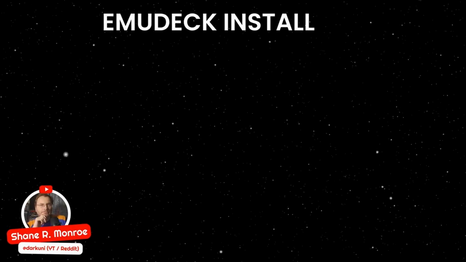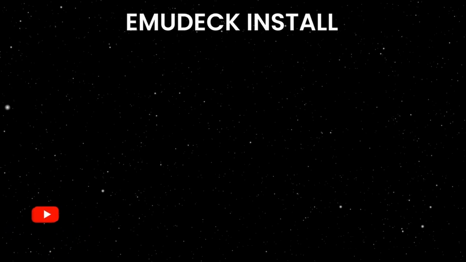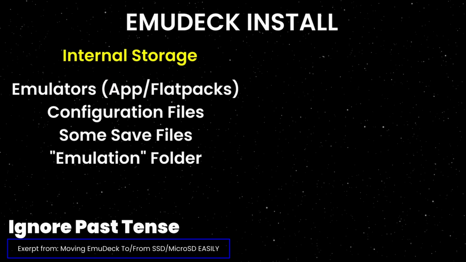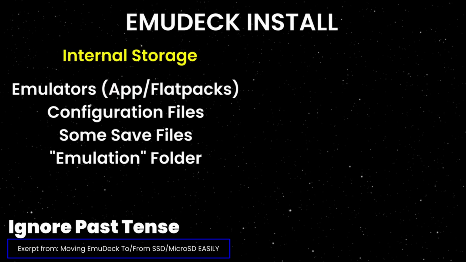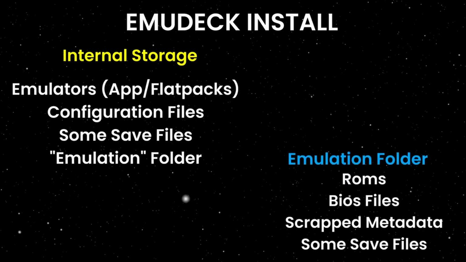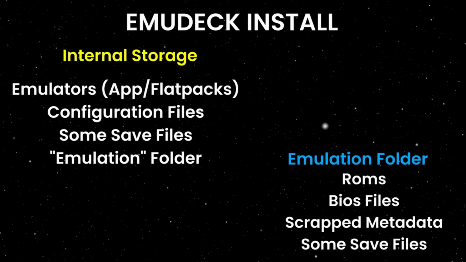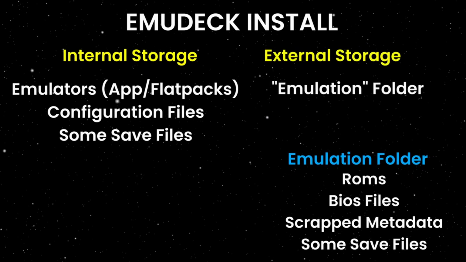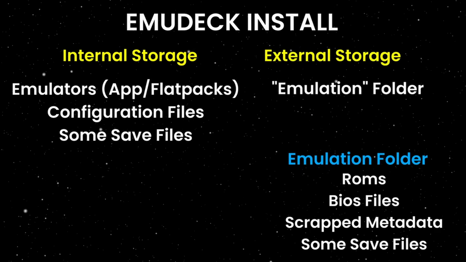Before we get started, let's talk about what an EmuDeck install actually is. When you installed EmuDeck, a lot of stuff went to internal storage, no matter what you chose. Emulators, configuration files, some of your save files, and the emulation folder could optionally be there. ROMs, BIOS files, scrape media, some of your save files. During the install, you may have elected, say, your micro SD card, and that's where the emulation folder was created.